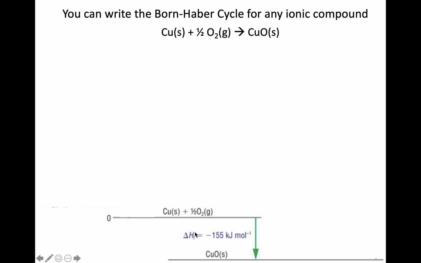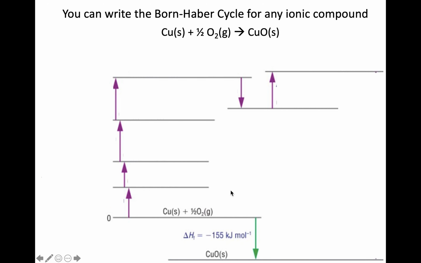Let's look at another example. I mentioned we can write the Born-Haber cycle for any ionic compound. So let's say we're trying to make it for this copper oxide. So at the bottom would be the ionic compound. The step above that would be the standard enthalpy of formation reaction. What would be the process that I would have along the way? I've got multiple steps here. Let's see if we can make sense of the steps.